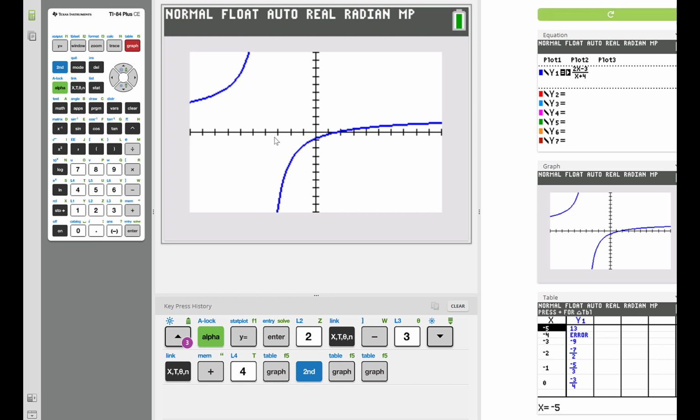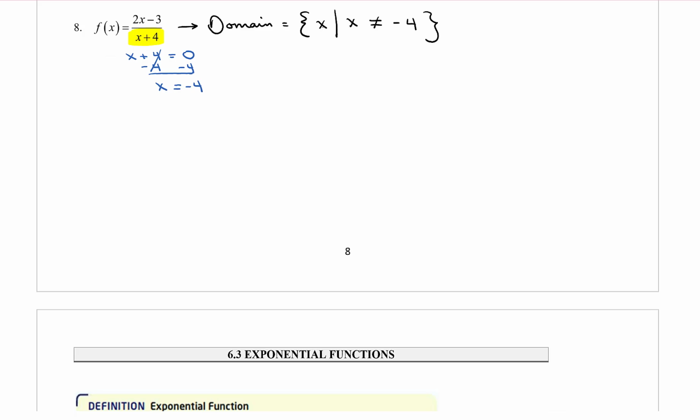The question is, if there is a horizontal asymptote, is the function crossing it? Because functions can cross horizontal asymptotes if you have one. Let's look at the leading coefficients of the numerator and denominator, if they're written in descending order. I'm going to have 2x over x, which is going to reduce to 2. So my horizontal asymptote is at y equal to 2.